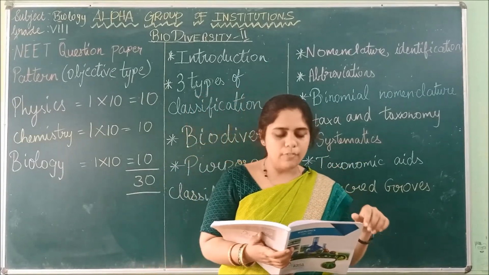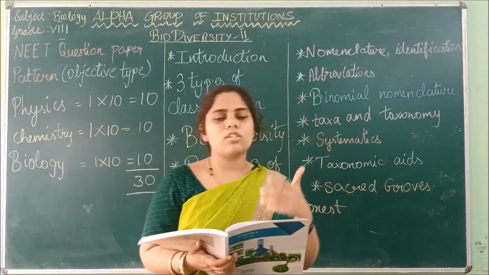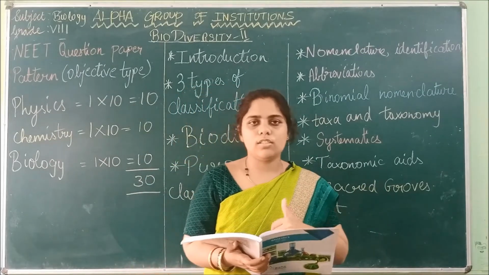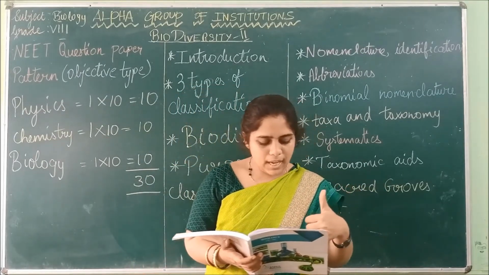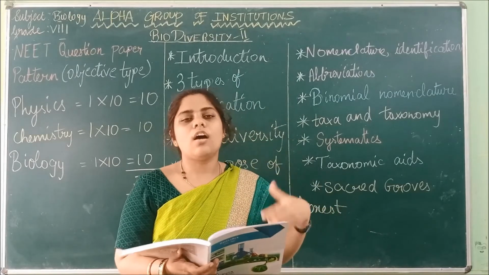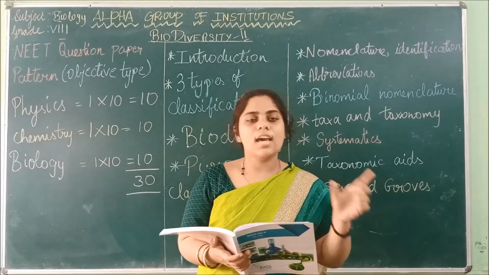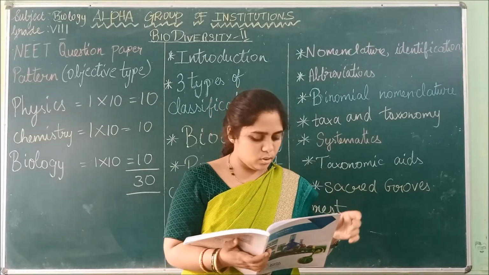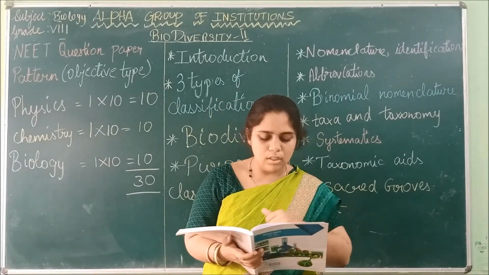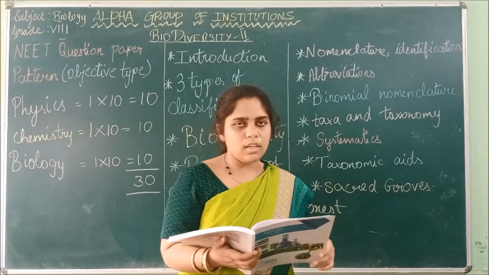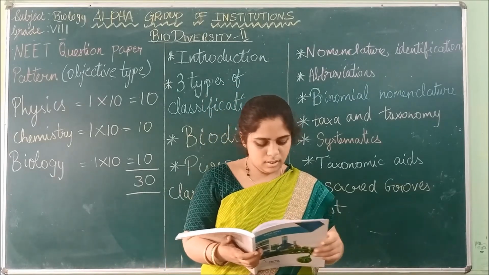In the 2nd paragraph, the naming of organisms is called nomenclature. So that also you should be able to write. And next is identification. The organisms that are described correctly, what it is known as, identification. So that also you learn: identification definition, nomenclature definition and biodiversity definition. So there are three things you should know.